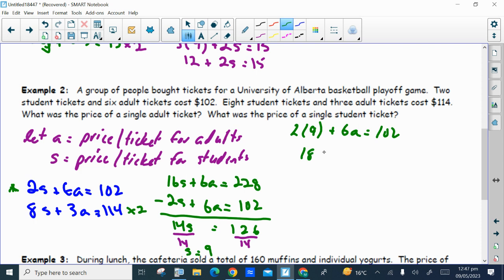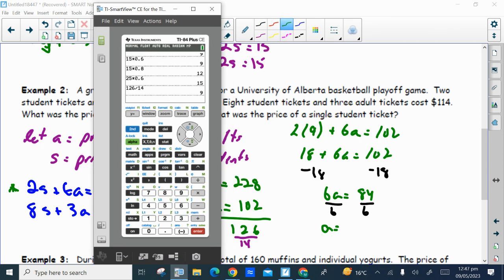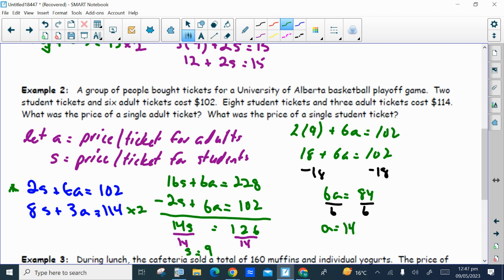2 times 9 is 18. If we subtract the 18 from both sides, you'll get 6A equaling 102 minus 18 is 84. And then we will divide both sides by 6 to get A by itself. 84 divided by 6 is 14. So there's the price for the adult tickets, $14.